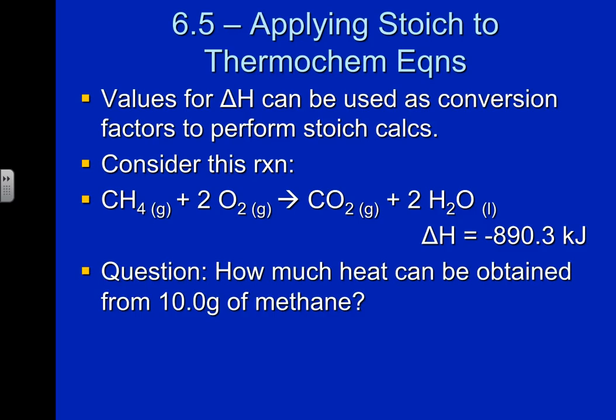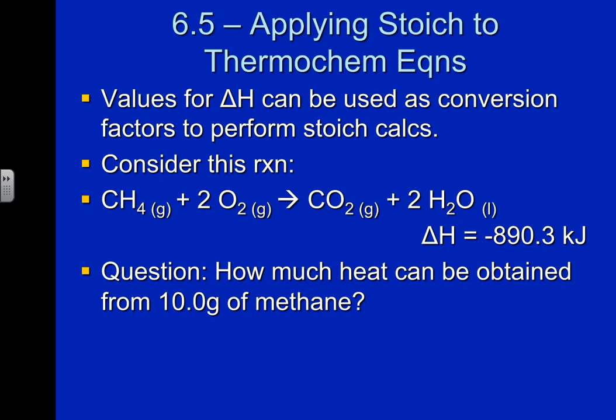So what we may wonder about an equation such as this, basically to put a problem to it, is how much heat can be obtained from 10 grams of methane? Now, please understand, do we have 10 grams of methane? I mean, look at the equation. Do we have 10 grams of methane? Actually, no. It appears that we have 1 mole of methane. And that's the trick here, is that we have a mole of methane that is going to give us the negative 890.3 kilojoules. But if we only have 10 grams, how much heat would we get then?